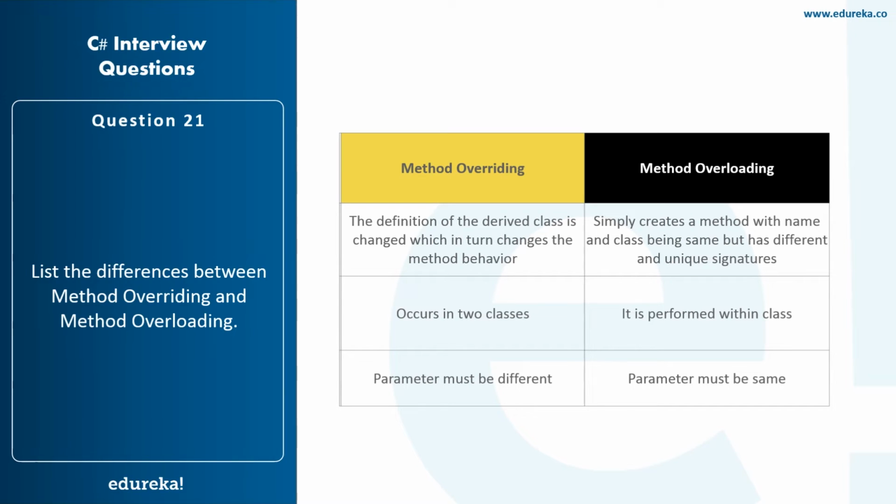Under method overriding, the definition of the derived class is changed, which in turn changes the method behavior. But in method overloading, you simply create a method with the name and class being the same, but with a different and unique signature. Method overriding occurs between two classes, but method overloading is performed within a single class. Under method overriding, parameters must be the same, but under method overloading, parameters must be different.